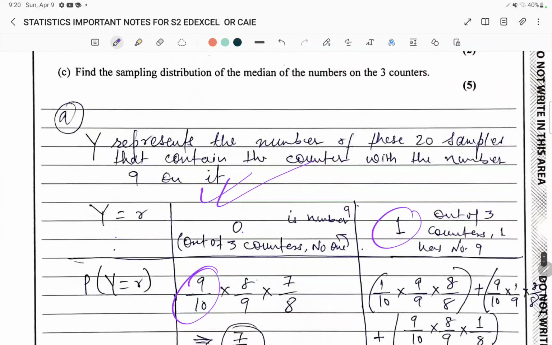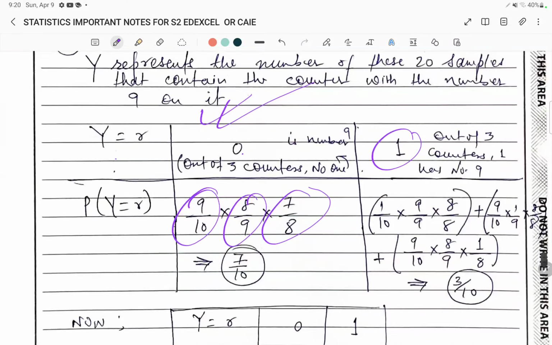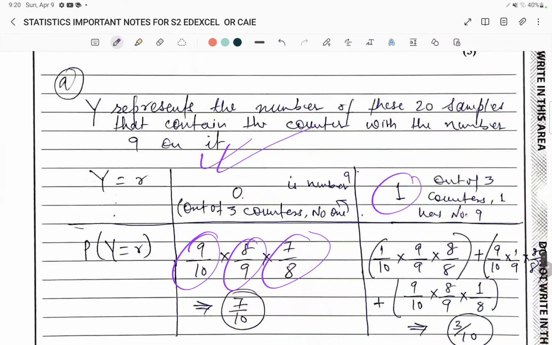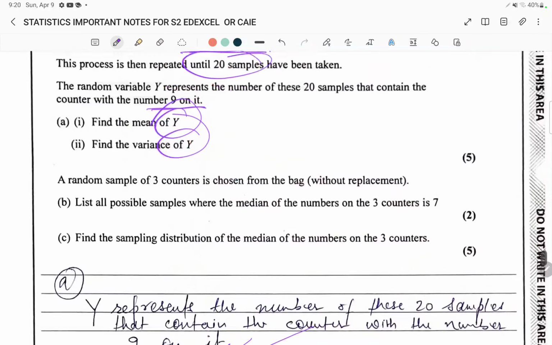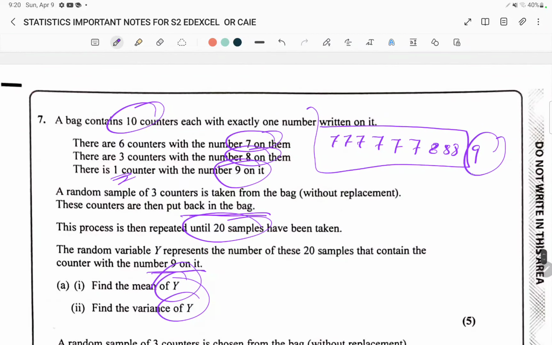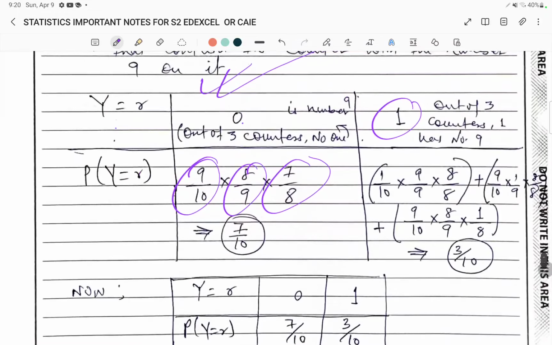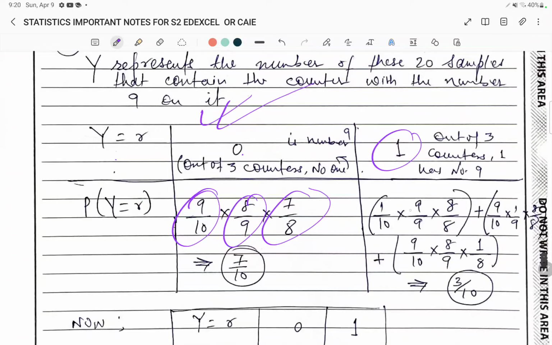One number you have taken, then 8 by 9, then 7 by 8. Now 1 out of 3 counters has number 9. So maybe the first time you can draw 9: 1 by 10, then second you will draw 9 by 9, and then 8 by 8. Similarly 9 by 10, 1 by 9, 8 by 8. And here 9 by 10, 8 by 9, and then 1 by 8.